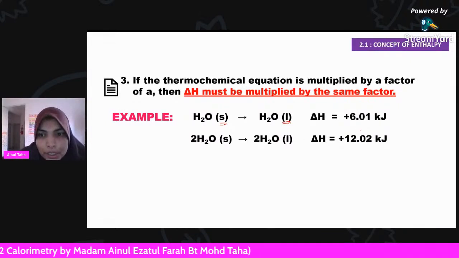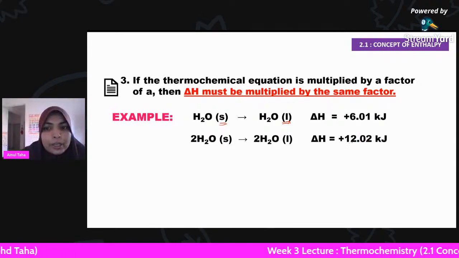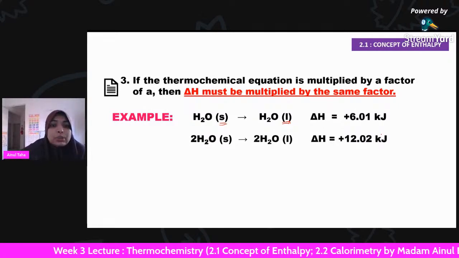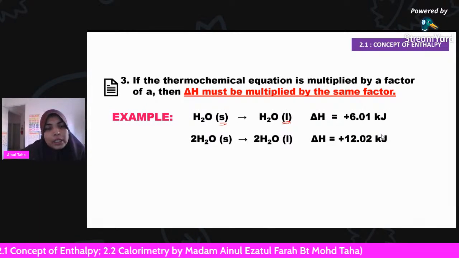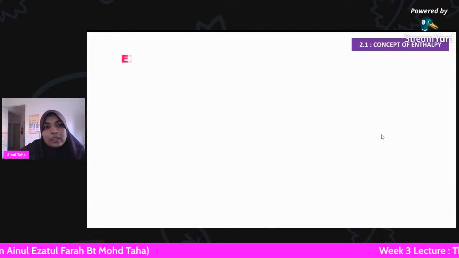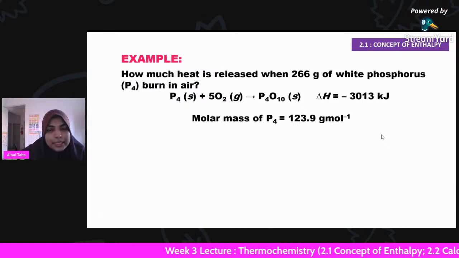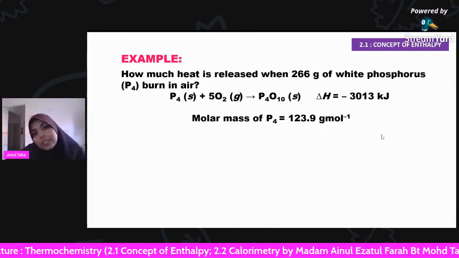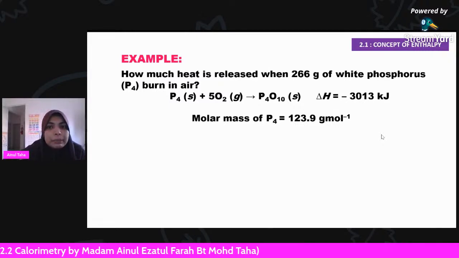Therefore, the enthalpy change also has to be multiplied by 2 and it becomes positive 12.02 kilojoule. Okay, so this is what you can see based on the thermochemical equation and how it functions accordingly. I just want to show a little calculation to show the relation in the thermochemical equation and how you're going to relate it with the enthalpy change.